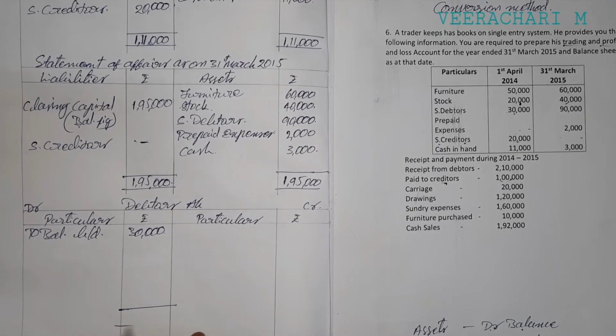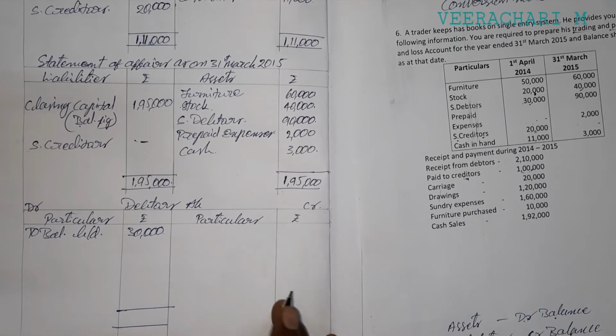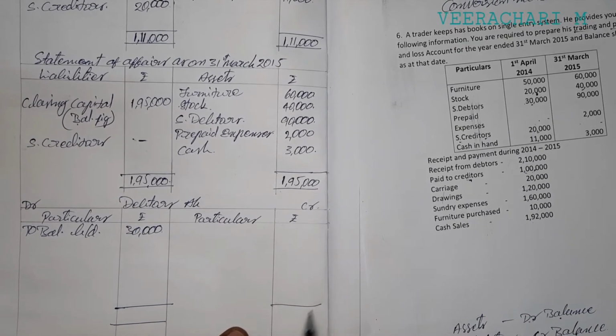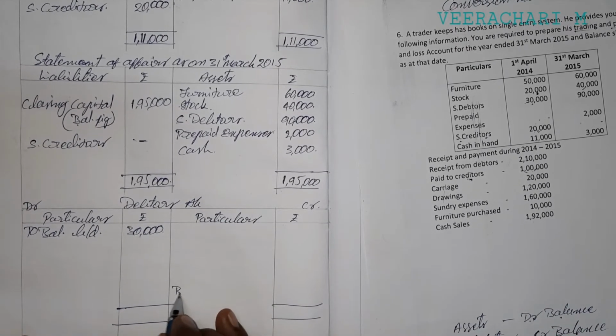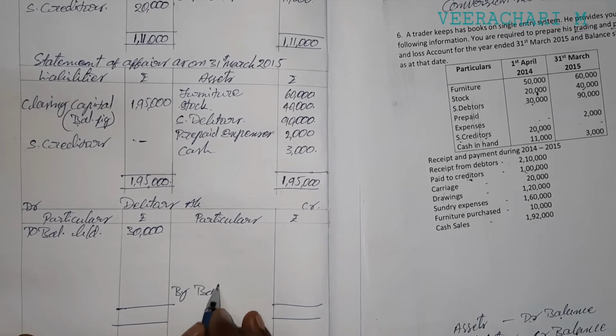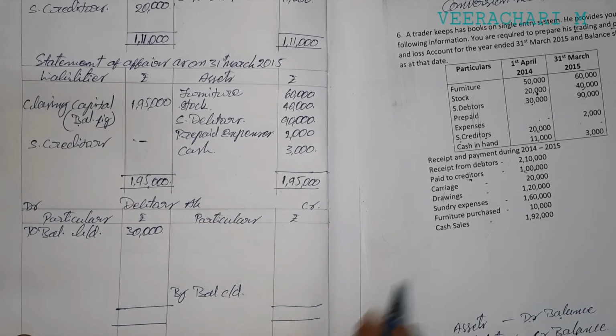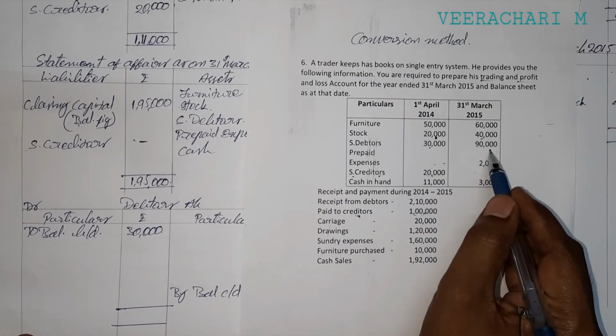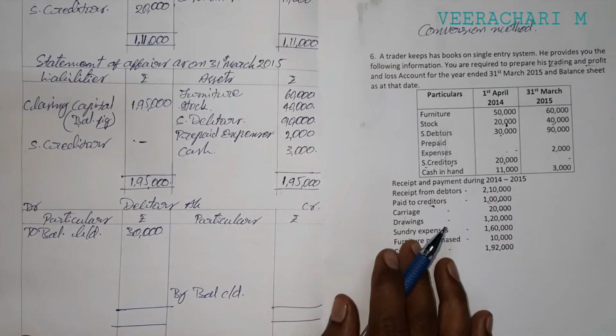Next, whatever the closing debtors, you can write on the credit side by balance carried down. The closing debtors given in the question is 90,000.